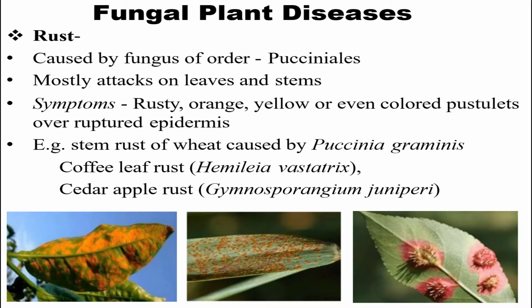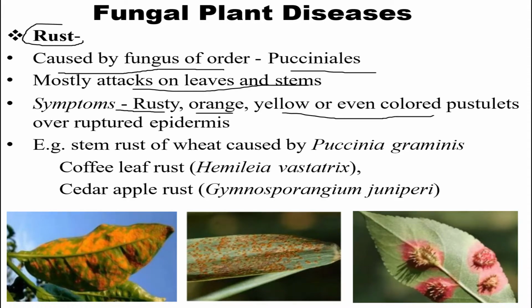In the fungal diseases we'll talk about the disease named rust, which is caused by a fungus of the order Pucciniales, which mostly attacks leaves and stems. Some of the symptoms are rustiness, orange, yellow, or even colored pustules over ruptured epidermis. Some examples of rusts would be stem rust of wheat caused by Puccinia graminis, coffee leaf rust and cedar apple rust.